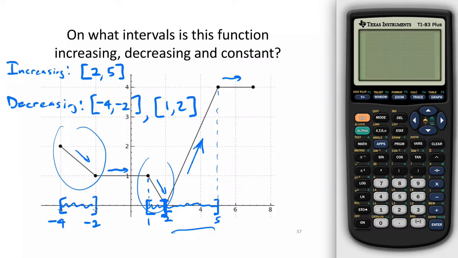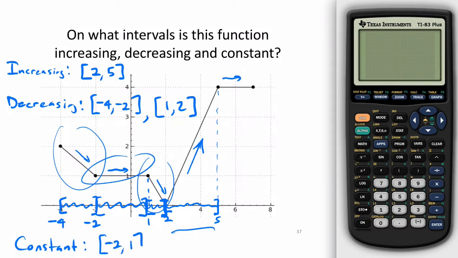And finally, where is this function constant? It's constant right here, and that's from -2 to 1, so that interval right there. And it's also constant right here, and that's from 5 to 7.